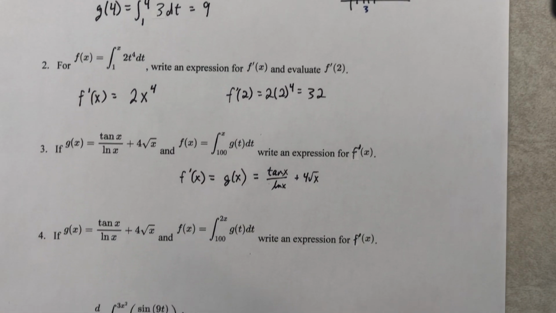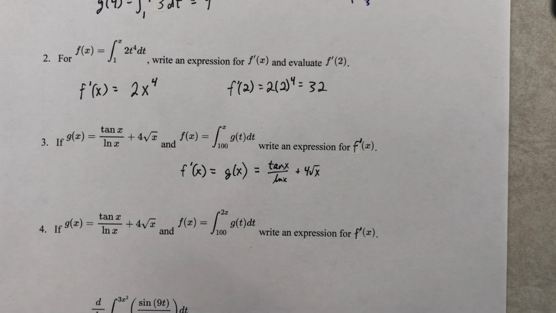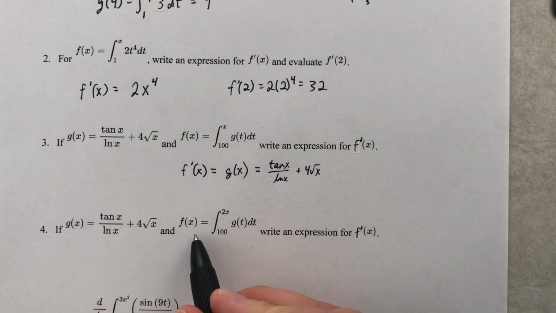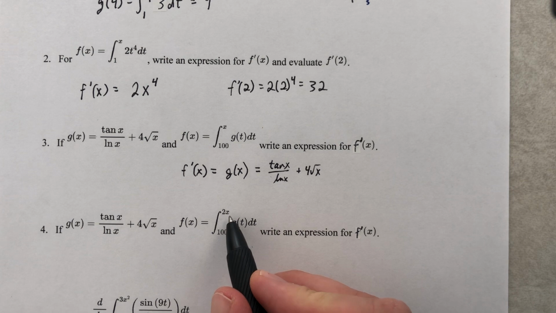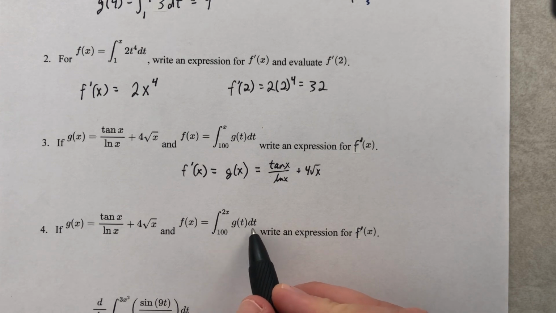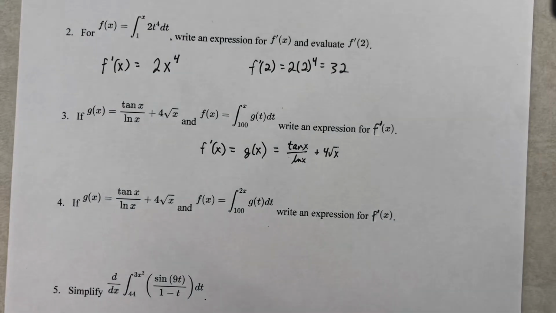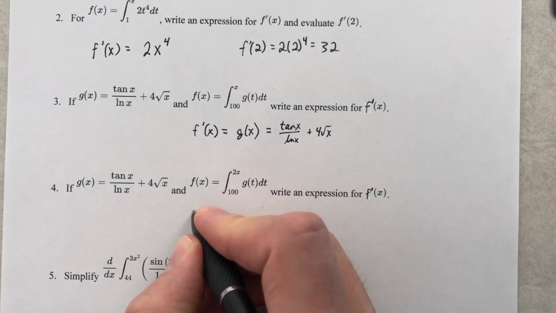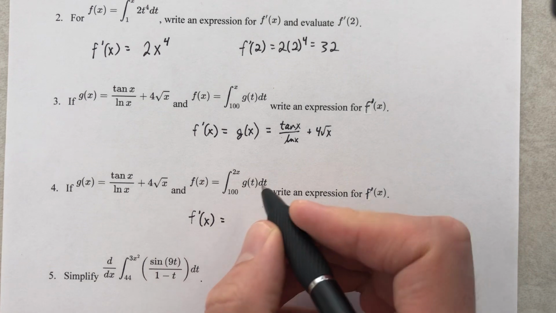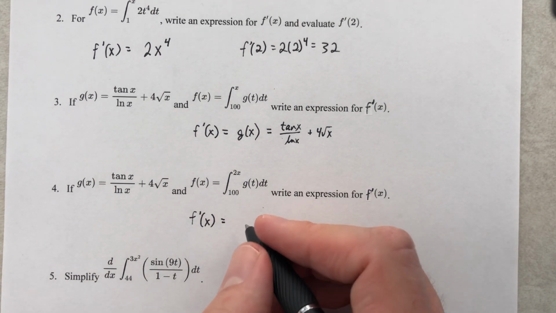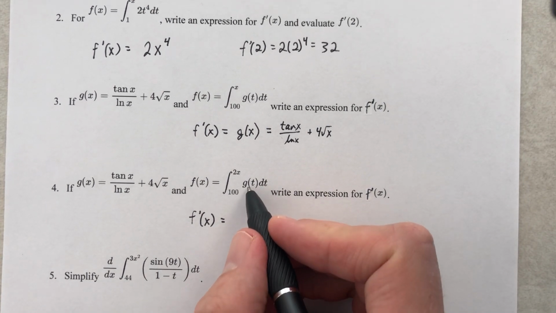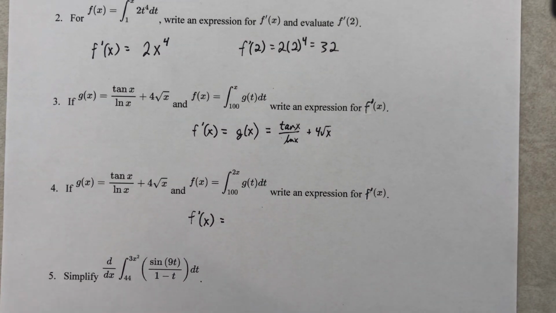Here goes number 4. It looks exactly the same. G is this. F is defined as the integral from 0 to 2x of g of t dt. Write an expression for f prime. Okay, I always have a hard time explaining this one, but we're just going to run with it and we'll see what happens. Final answer is f prime is equal to, oh, well, let's just use g then. So we're going to plug in, we're going to just use g. However, I want you to notice what happened here.